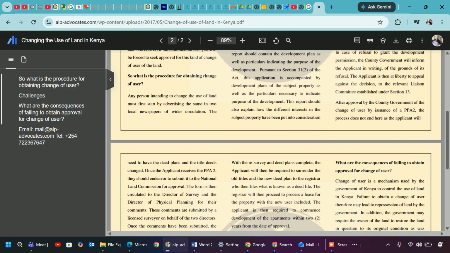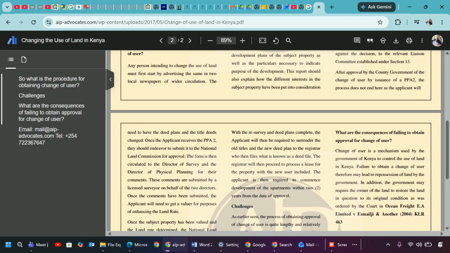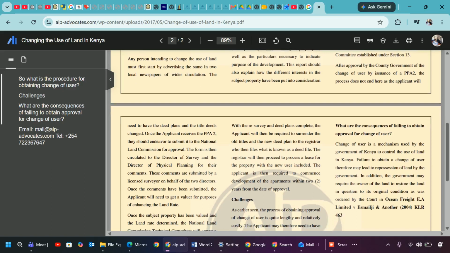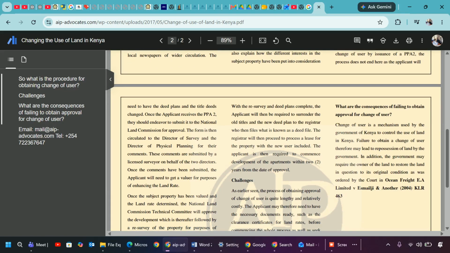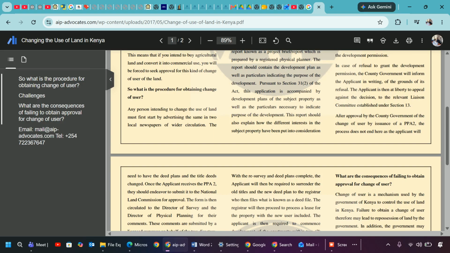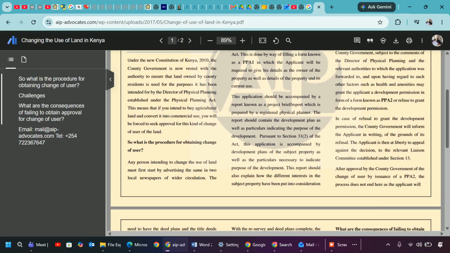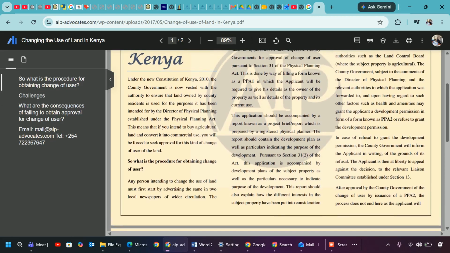And after approval by the county government of the change of user by issuance of a PPA2, the process does not end here, as the applicant will need to have deed plans and title deeds changed. Once the applicant receives the PPA2, now this is the permission from whom? From the county government, okay? Because the county government had forwarded the same to the Director of Physical Planning.